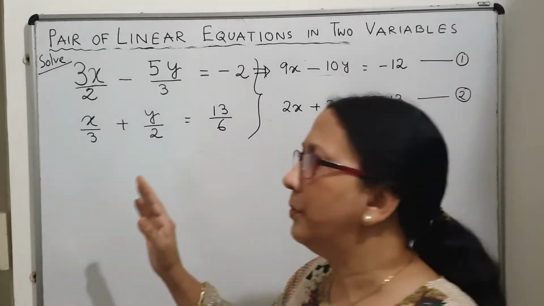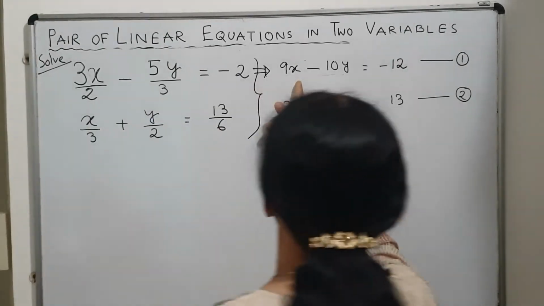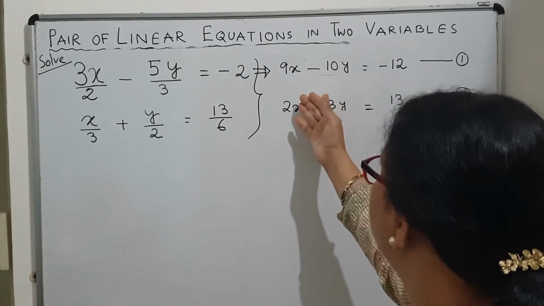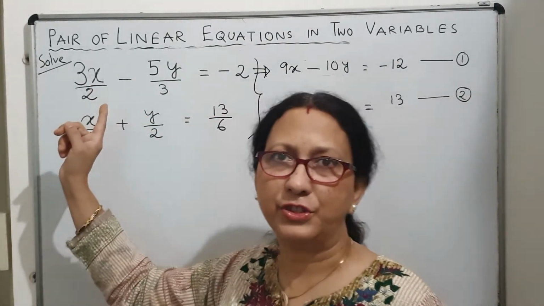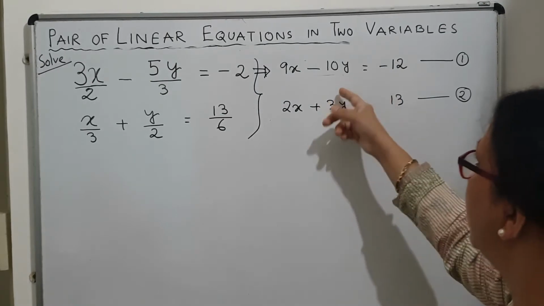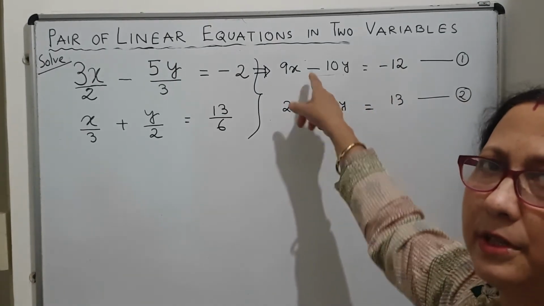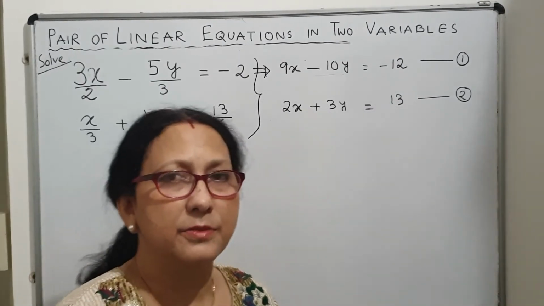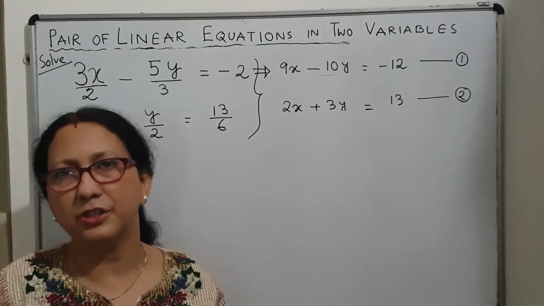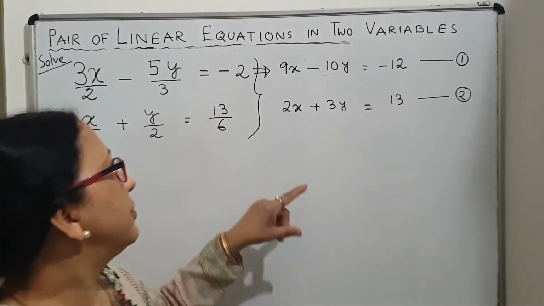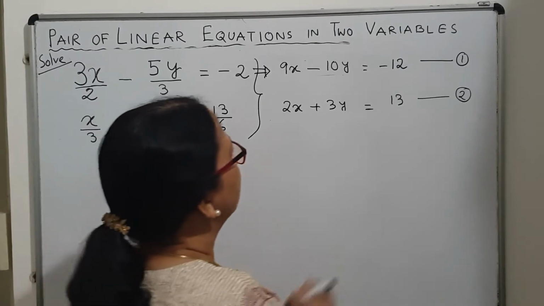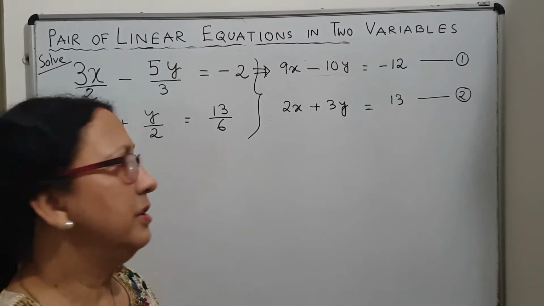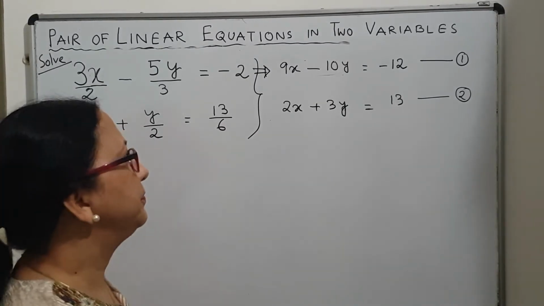So this will be the first job, to simplify the equation in such a form that the coefficients are integers, because we know it will be easier to deal with integral coefficients than with fractional coefficients. Now we have to choose any method for solving out of the 3 methods that I have discussed in the last video: method of substitution, method of elimination, or method of cross multiplication. Since the coefficients of the variables are not 1, we don't go for the method of substitution. So I'll go for the method of elimination.